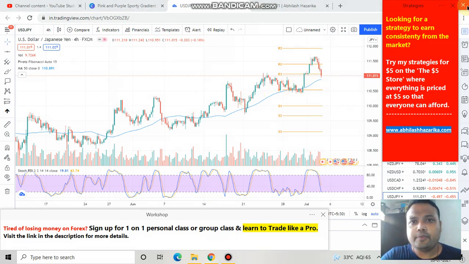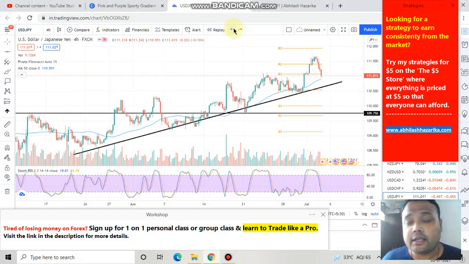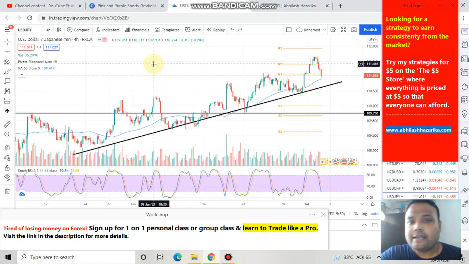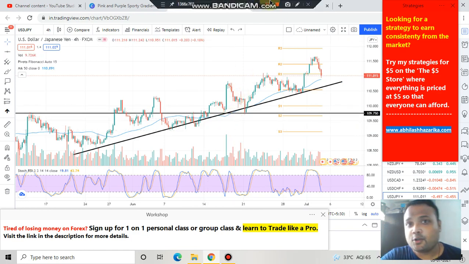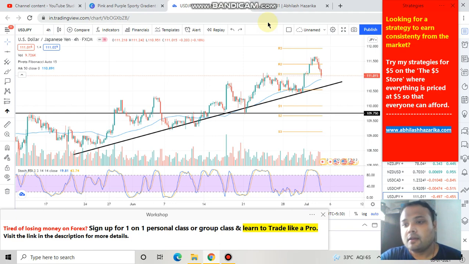So what should be the strategy on US dollar Japanese yen? For that, I'll have to bring these lines here. Right now you can clearly see that the market is following this trend line as the support. And as we all know, the thumb rule of the market is to follow the trend of the market. So never ever trade against the market, and we can clearly see on the chart that this market is in an uptrend, and in an uptrend market like this we should mainly look for buying opportunities.